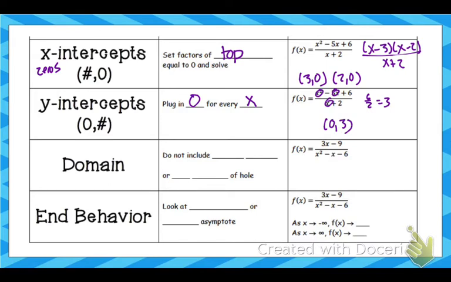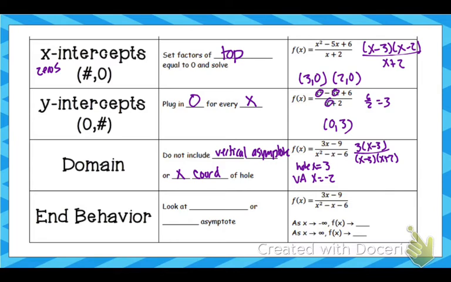All right, domain. We actually did this at the very beginning of the year. So for domain, we do not include vertical asymptotes or the x-coordinate of the hole. Let's look at that same example we had at the beginning. There was a hole when x equaled 3, and there was a vertical asymptote when x equaled negative 2. So my domain is going to skip those two values.